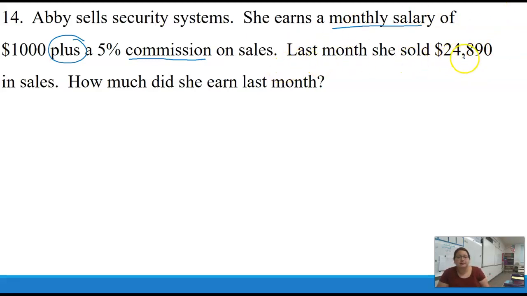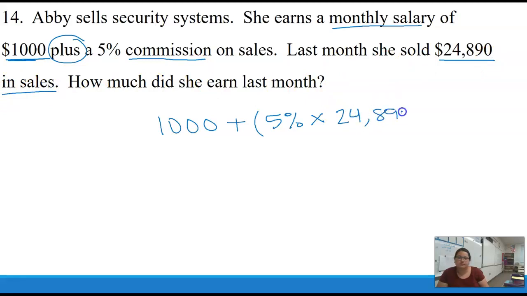So last month she sold $24,890 in sales. How much did she earn last month? So our formula says to take her salary, which is $1,000, add it to the rate, which is 5%, times by her sales. Her sales are here. So I want you to pause your video, and I want you to put this in your calculator and get your answer, and then come back and check your work.